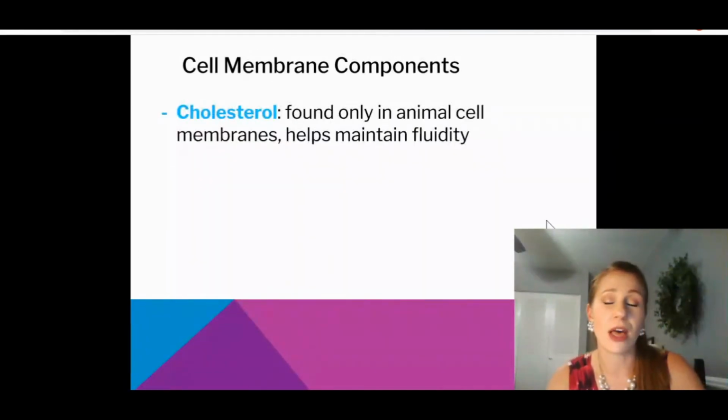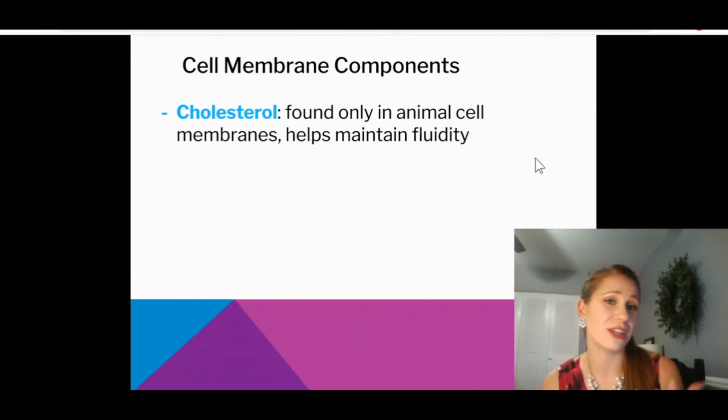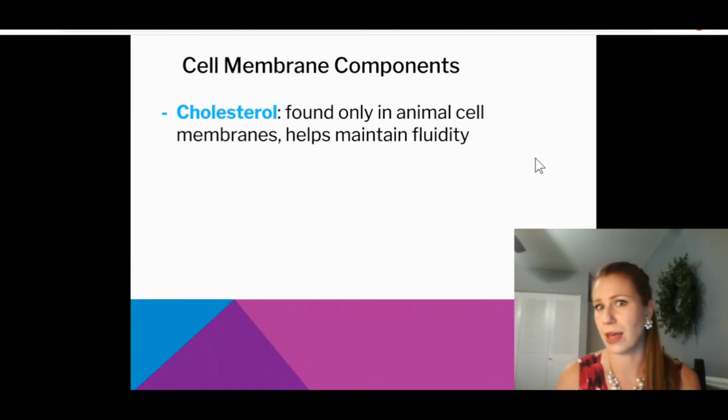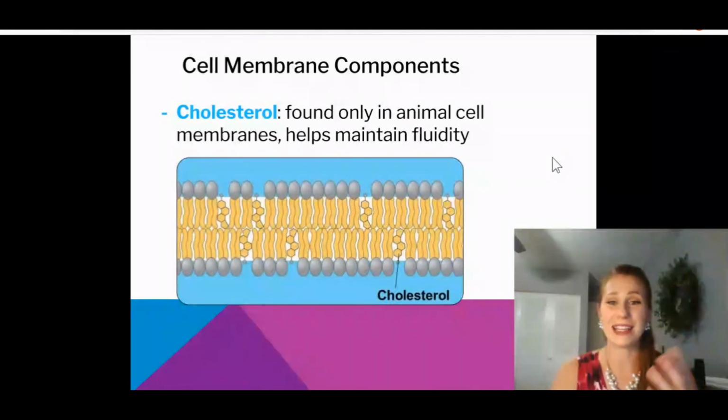Another component of the cell membrane is cholesterol. It is found only in animal cell membranes, so you won't find this in plant cells or in fungus cell membranes, and it helps maintain fluidity. You also will not find it in prokaryotic cell membranes. Remember, all cells have cell membranes, prokaryotic and eukaryotic. It's common to all cells, not viruses, because viruses are not cells and they are not alive. Just a reminder. And this cholesterol helps our cell maintain its fluidity.